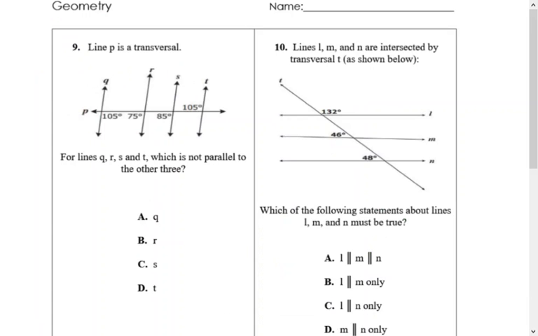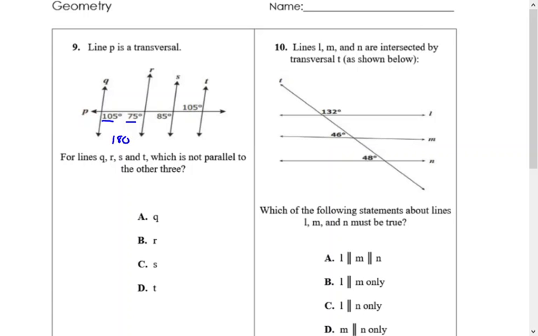Number 9. Line P is the transversal. It's the one cutting across all of the other lines. The lines Q, R, S, and T, which is not parallel to the other 3. So we need to look for angle relationships here. If we were to compare Q and R, we would need 105 and 75 to add together to give us 180, which they do. So Q and R are parallel.